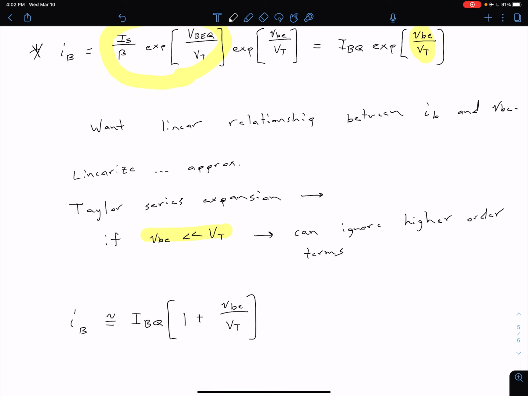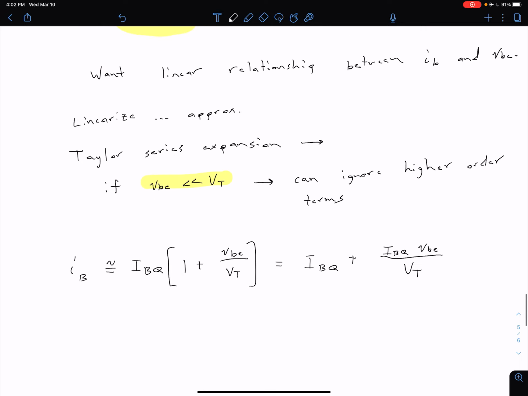So that's sort of our linearization there. And so, of course, what we can do is split this into the two components. Let's go ahead and multiply that IBQ through. So we have IBQ plus our IBQ times vbe, and so that should be lowercase vbe, divided by VT.